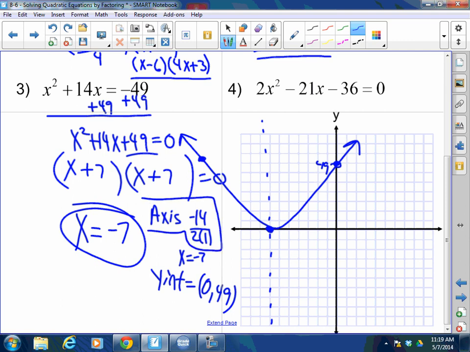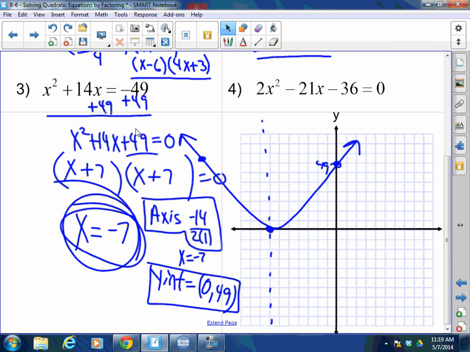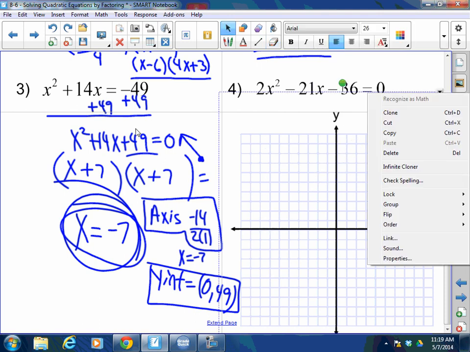I found the axis of symmetry, I found the y-intercept, and I found the x-intercept. This is the way to do it. It's not this is the normal way or the other way. This is the only way. Axis of symmetry, vertex, y-intercept, x-intercepts. Sir, thank you so much. May I erase this? Okay. Now, let's get rid of this bad boy.